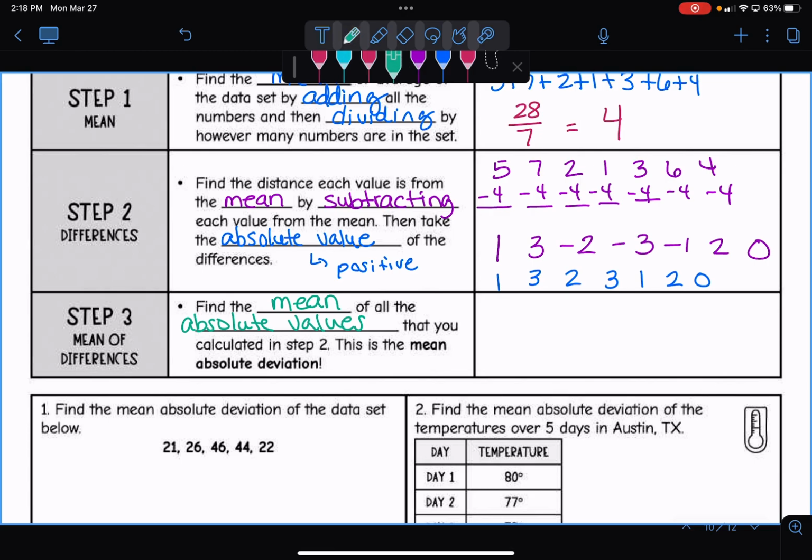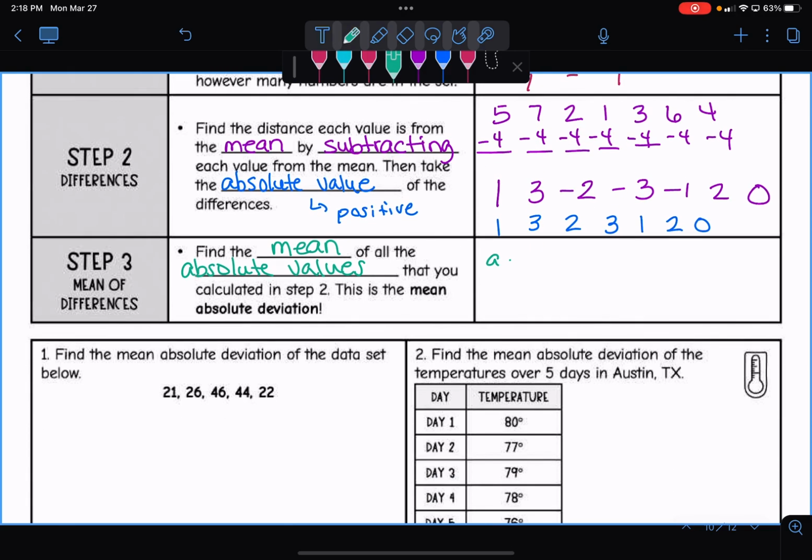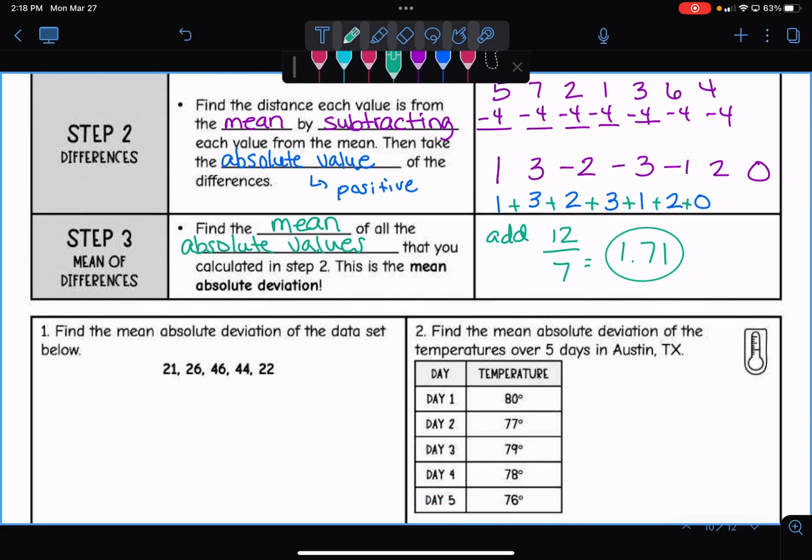Okay, so when you add them up, what do you get? You can probably add those in your head. Is 12 my mean absolute deviation? No, I have to divide by 7. Which is what? 1.71. Good. Okay. So it's not hard math, but it is a little bit of a pain, but it's not hard.